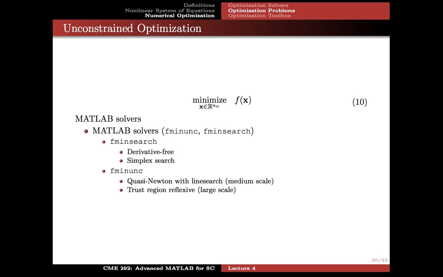Here, we just want to minimize our objective function f, and there are no constraints, so we're actually trying to find its minimum value. X does not have to live in a specific region. So there are built-in MATLAB solvers for this. We can look at fminunc, and this uses a quasi-Newton method with line search for medium scale, and for large-scale problems, it's a trust region method. And recall that we can change the algorithms based on our application using the options struct. Another algorithm for this in MATLAB is fminsearch. So this will use a derivative-free simplex search method.